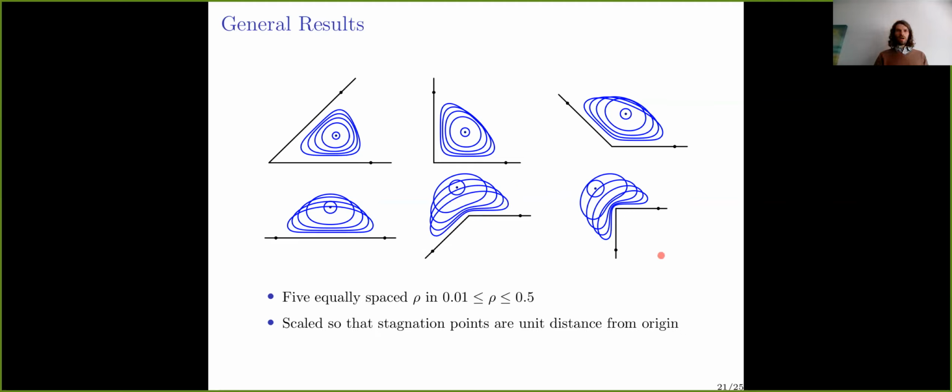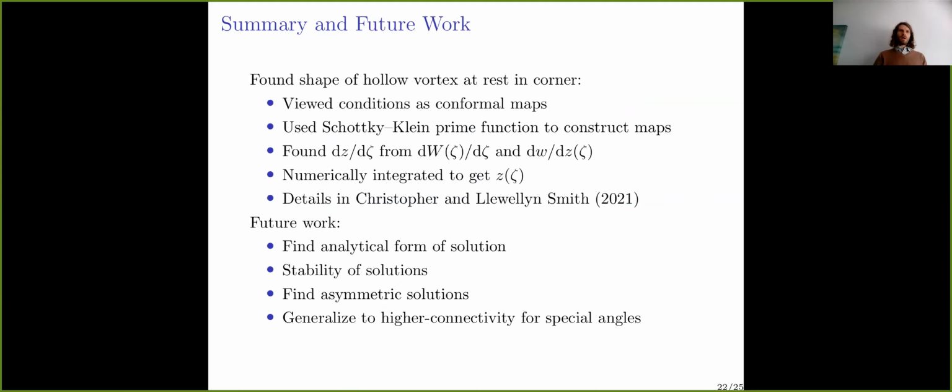And if you open it enough, then you actually can get solutions that cross here. So you get unphysical solutions that still connect with the shape, but they go into the corner, so they don't work physically. Okay, so in summary then, what did we do? We found the shape of a hollow vortex at rest in a corner.